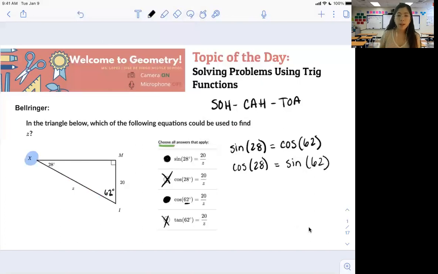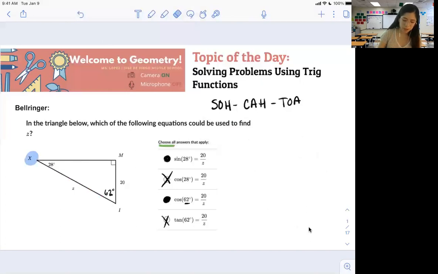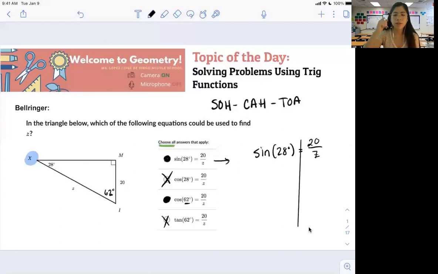Okay. Well, now I want to actually evaluate this. Let's solve for z. Let's figure out what is the value of z. So I can use either one of these equations, but I'll go with the first one. I'll go with sine of 28. So sine of 28 degrees equals 20 over z. In order to get z by itself, what should I do to both sides?